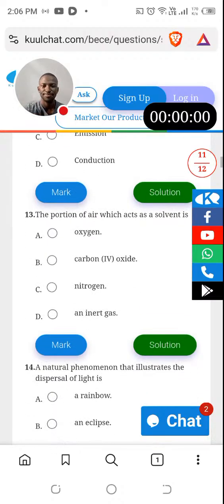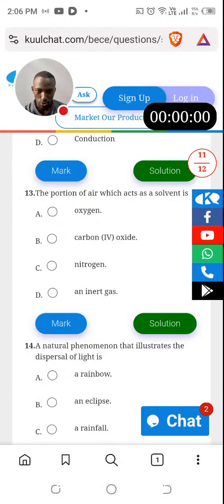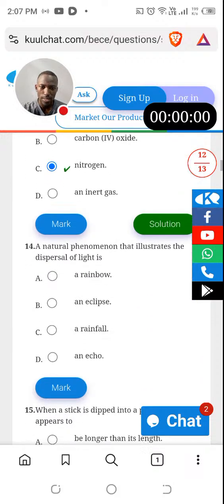Next question. Carbon dioxide, nitrogen. It's obviously going to be nitrogen because air is a mixture of gases, and the percentage of nitrogen is 78%. So basically, it's the solvent in air. And most of the time, in mixtures, the one that occurs in the largest quantity happens to be the solvent.